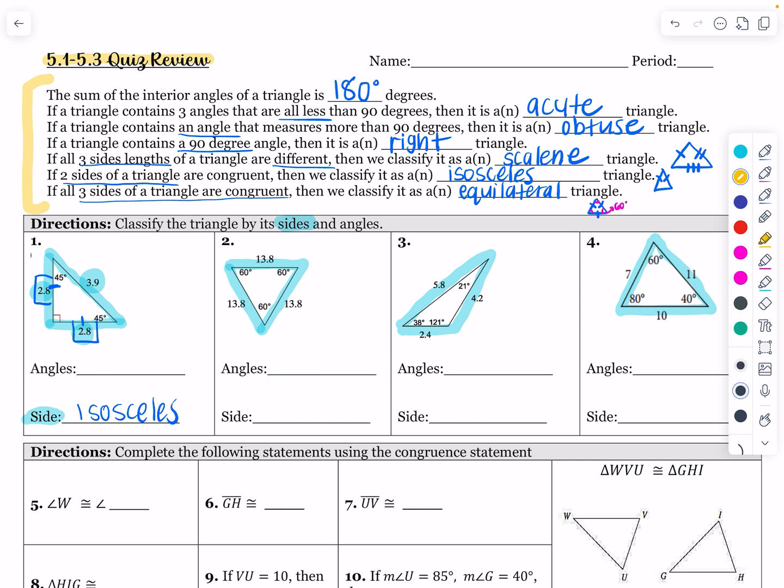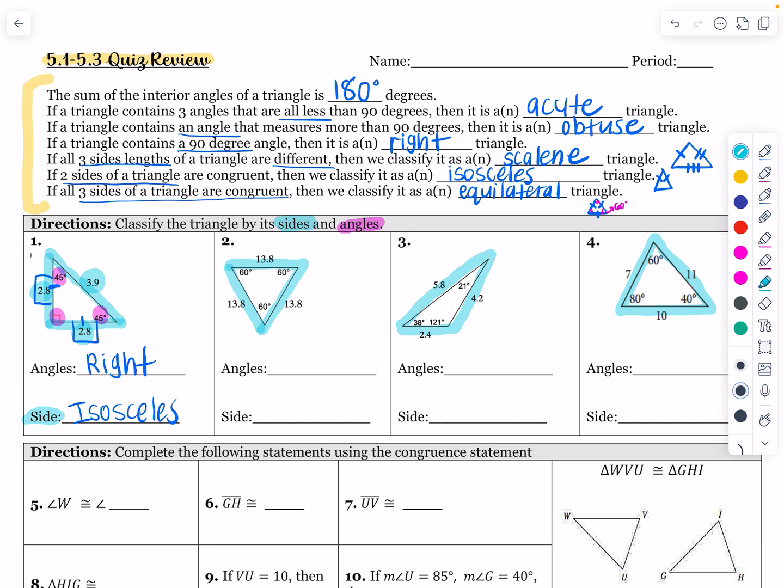What is it by its angles? Well, by its angle measures, I'm going to highlight all three of those. It has two 45-degree angles, and then it has one 90-degree angle. And so we know that this must be a right triangle. This is an isosceles right triangle, and we will actually spend some time learning about those later on. Those are called 45-45-90 triangles. Notice the 2.8 matches on both legs and those 45-degree angles match as well.